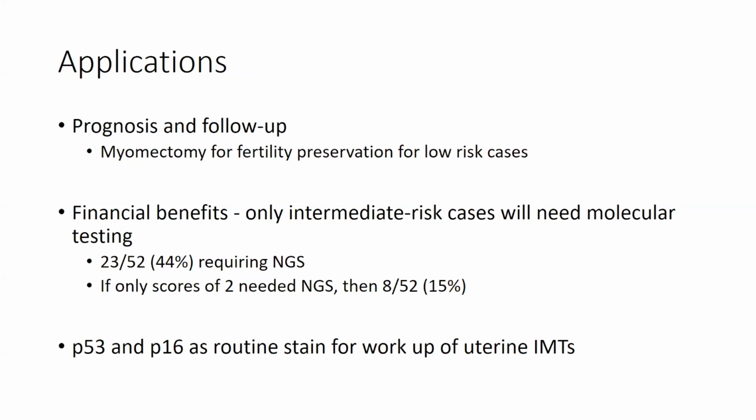The findings can help save money if you were to use this by only performing molecular testing on intermediate risk cases. From the combined series, 23 out of 52 cases, or 44% of cases, would require NGS, but this number improves to 15% if only a score of 2, as mentioned before, required NGS. And finally, one can take away that P53 and P16 can be performed routinely for the workup of uterine IMTs.